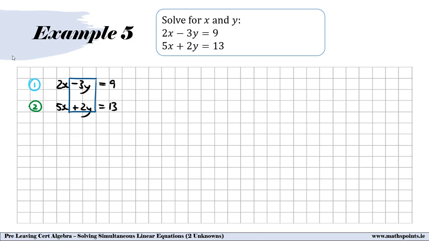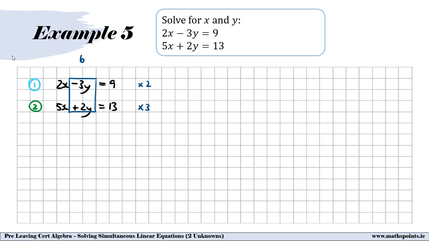I'm going to turn both the y's into the lowest number that 3 and 2 both go into, and 3 and 2 both go into the number 6. So I'm going to multiply the top line by 2 to turn the minus 3y into a minus 6y, and I'm going to multiply the bottom line by 3 to turn the plus 2y into a plus 6y, and then the 6y will cancel with the minus 6y and we'll eliminate the y's.